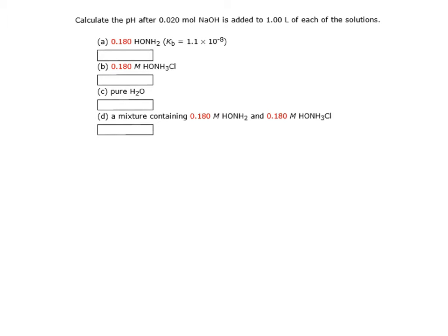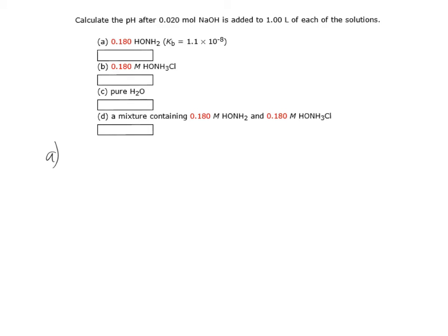In this problem, we're adding a strong base to each of 4 different solutions and asked to consider the implications for the pH. Parts A and C of this problem will be very similar to each other, and parts B and D will be very similar to each other. In part A, notice that we're adding a strong base to a solution that has a weak base already present in it.